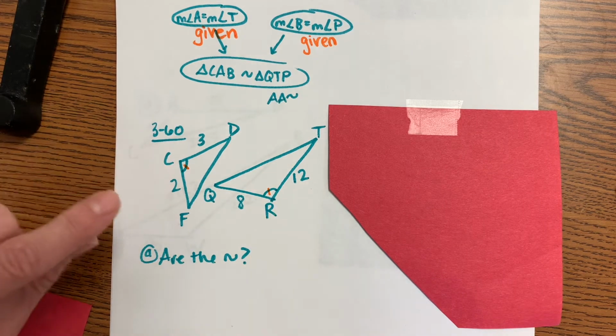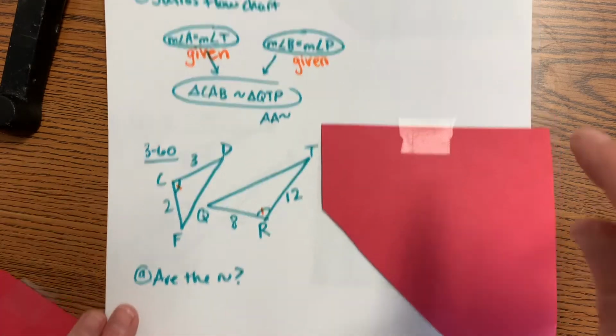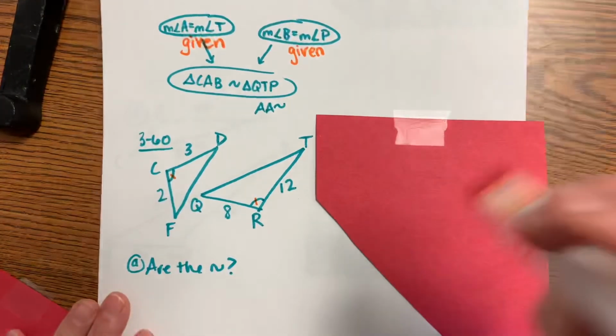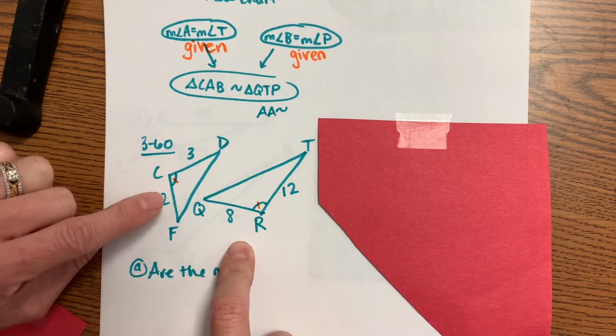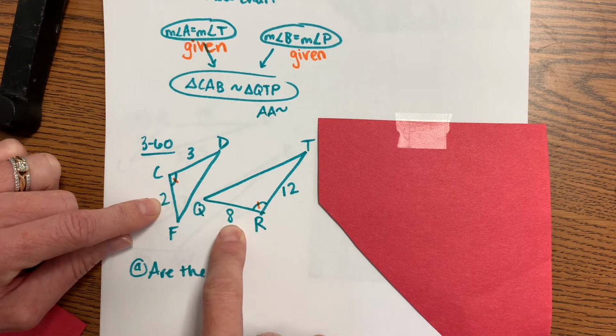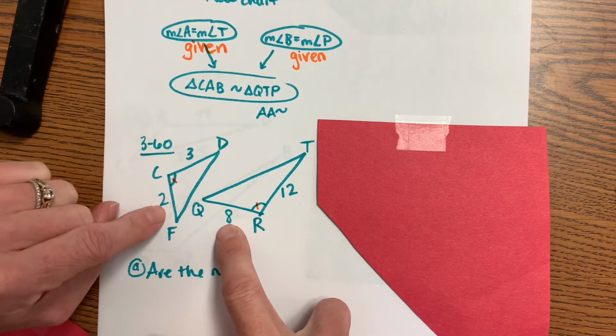And then we don't have another angle, but we have these side measures. So remember for S's in the shortcut, you have to check the ratios to make sure they're the same. So let's say 2 is the smallest out of these 2 sides. So 2 and 8 have to go together, correspond. And 3 and 12 are corresponding because they're the bigger sides and these are the smaller sides.